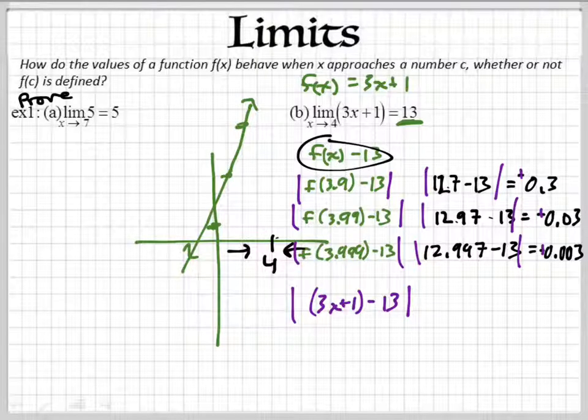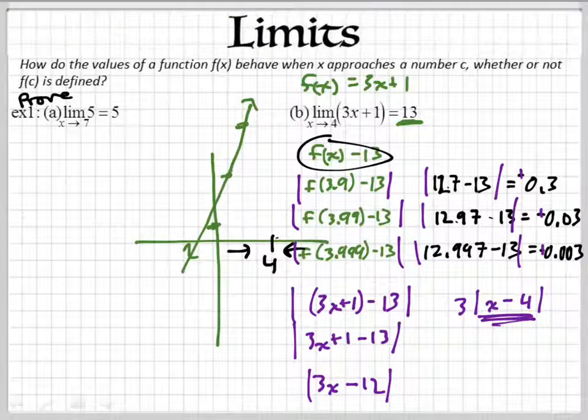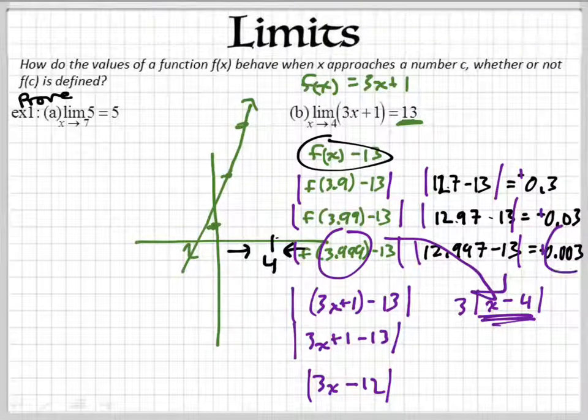And so what we're going to do here is simplify this. This is going to be 3x plus 1, and we're going to subtract 13 from it. Then 1 minus 13, so we have 3x minus 12. From that, we can factor out a 3, and so now we have 3 times x minus 4. And this is all you need to get these numbers. You can plug in 3.9 to this x, and you will get 0.3. You could plug in 3.99, and you'll get 0.03. You can plug in 3.999, and you'll get 0.003.